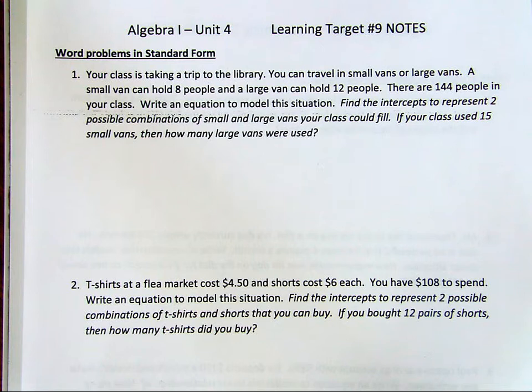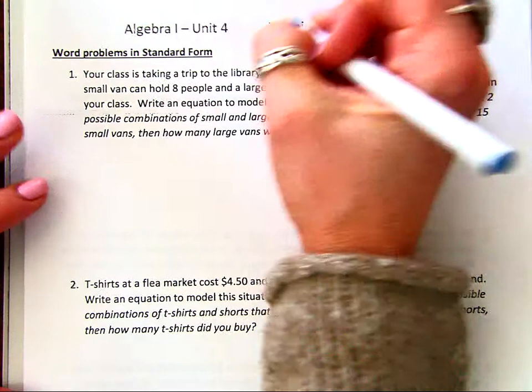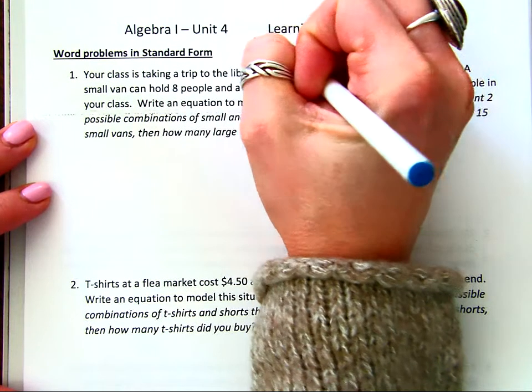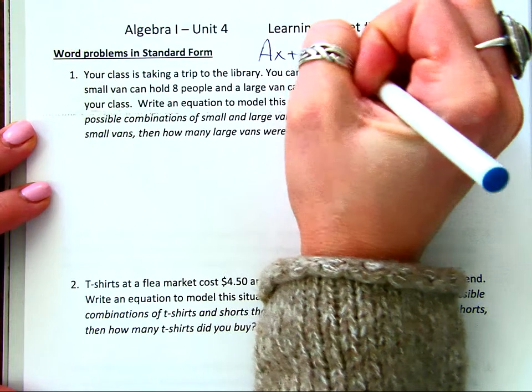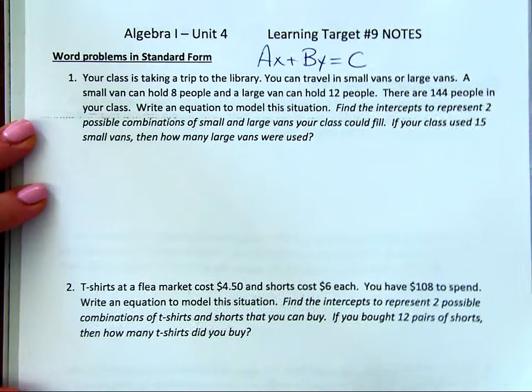You have been doing slope-intercept problems. You have been looking for the initial value. How much am I starting with? How much am I gaining or losing? This has nothing to do with that, right? If you remember back to standard form, that's your AX plus BY equals C, right?